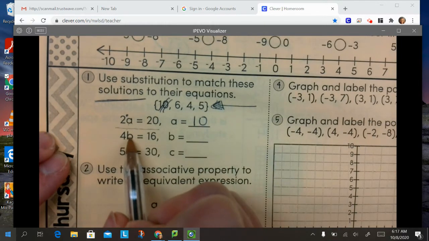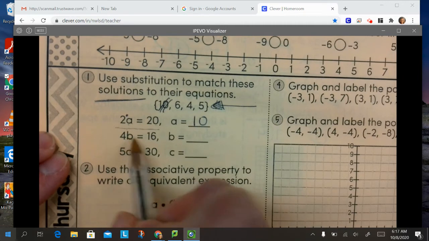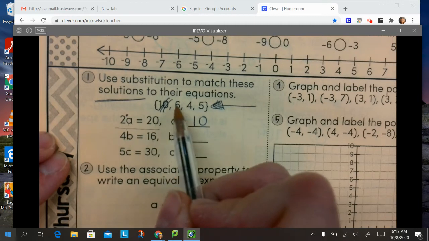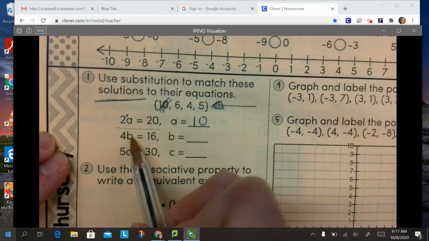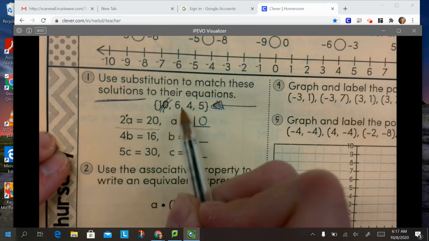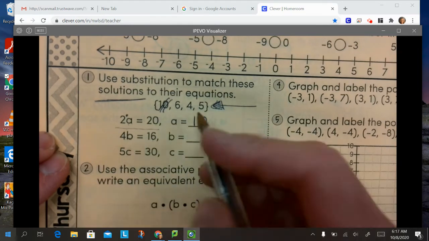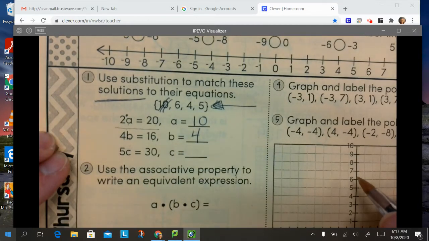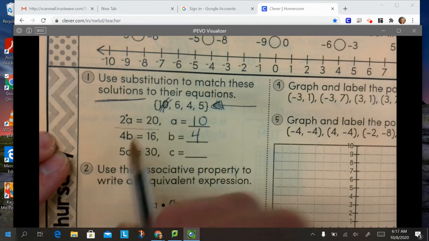4 times something, I don't know what it is. 4 times something must give me 16. So look at your next one. 6, 4 times 6. No, because that would be 24. So that doesn't work. So now you want to move on to the next one. 4 times 4, well, that would work. So B could equal 4 because 4 times 4 is 16. So that works.